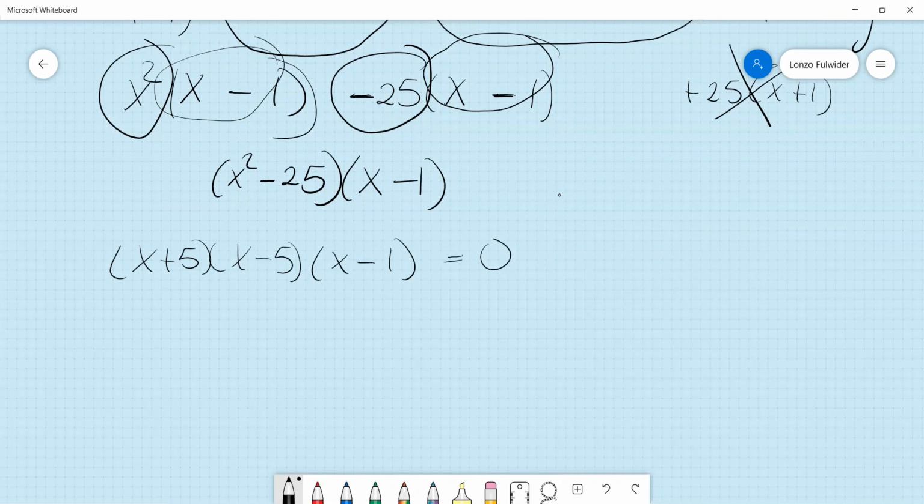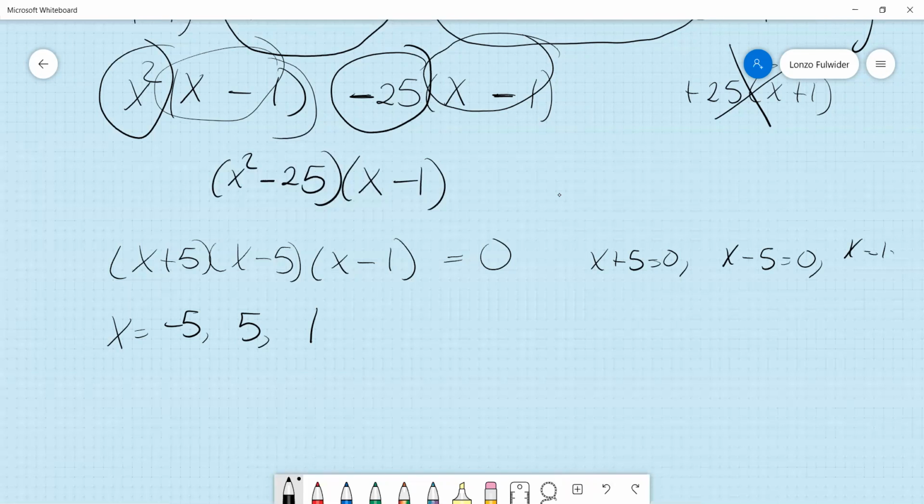Set that to 0, and when you solve for x, you get 3 answers: negative 5 here, positive 5 here, and positive 1 here. If you forgot how I got those numbers, you can break it into 3 parts: x plus 5 equals 0, x minus 5 equals 0, and x minus 1 equals 0, and then solve for x. So that's how I got negative 5, 5, and positive 1. That was number 14. Let's do the last two problems.